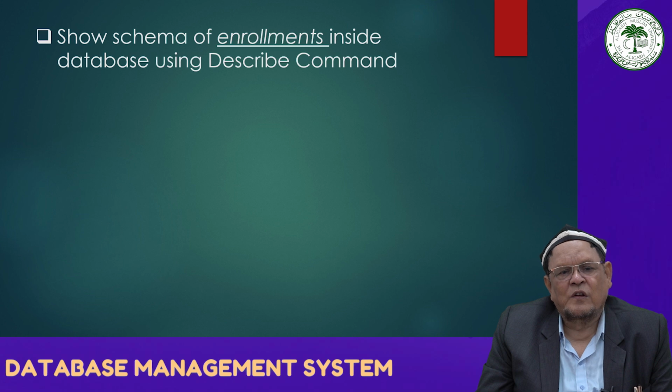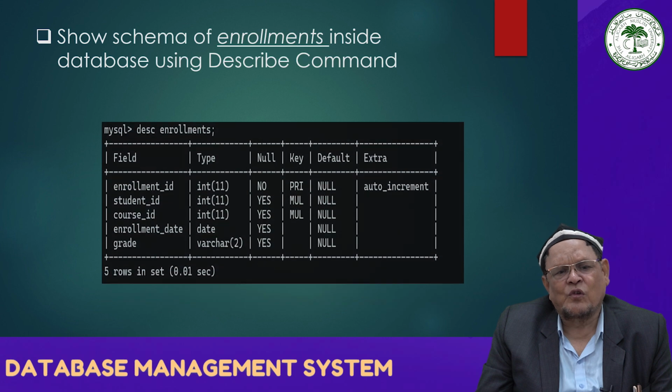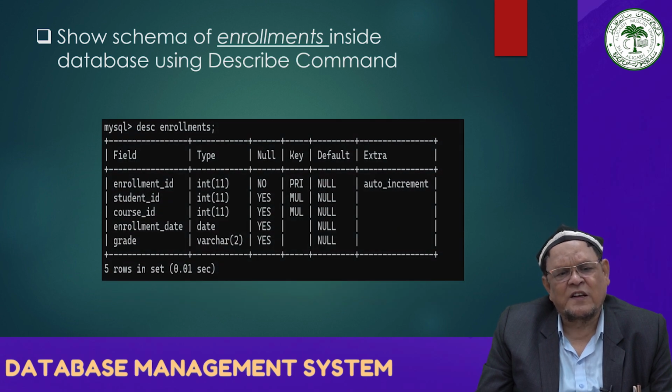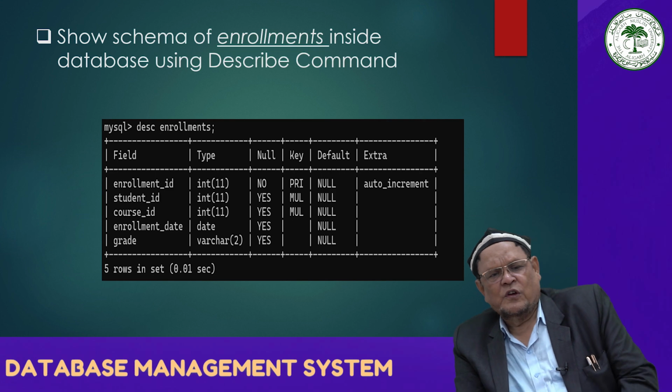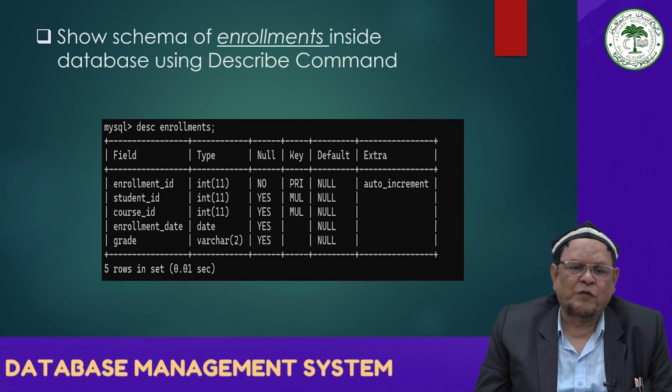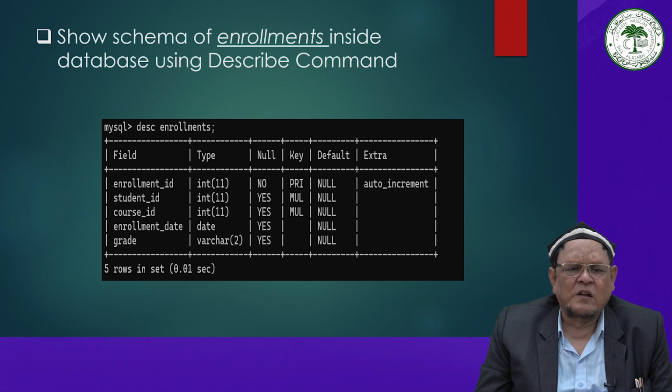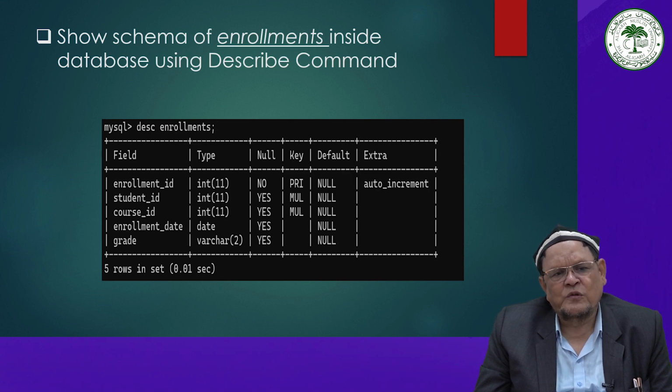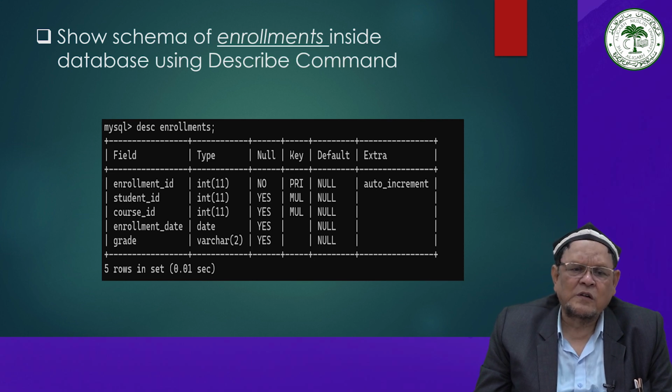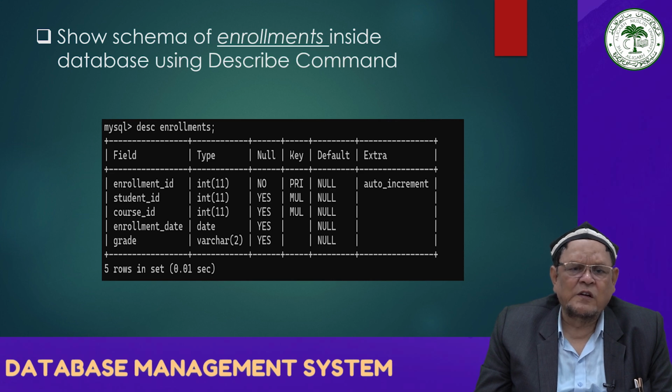Then show the schema of enrollments inside the database using the describe command. So you have to write in MySQL DESC enrollments. Then it will show. You can see on the screen the field, type, null, key, default, extra. The fields are enrollment ID integer, student ID integer, course ID integer, enrollment date, grade varchar. In this way, we are able to see the description of the table which you have created by the name of enrollments.